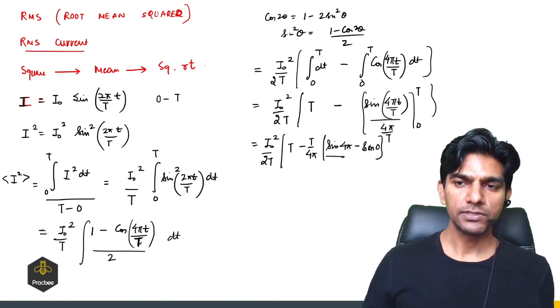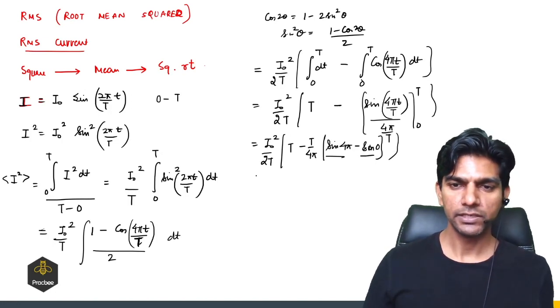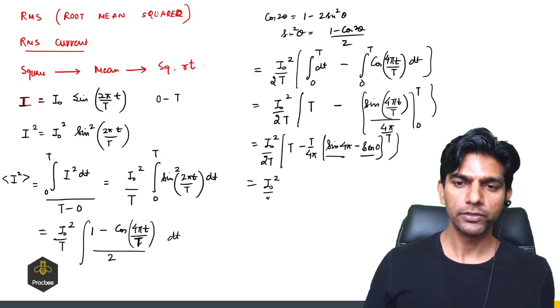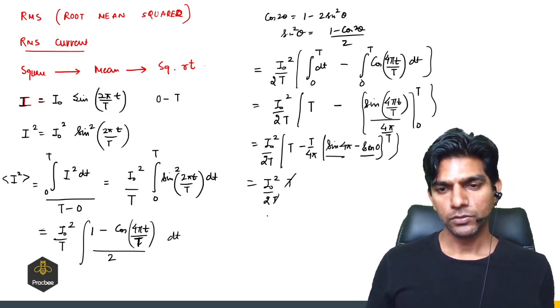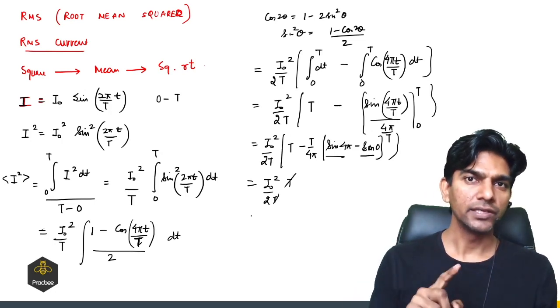Sine 4 pi is 0, sine 0 is also 0, right? So we can say this is nothing but I naught square by 2t times capital T. So it is I naught square by 2. So this is the average value of I square function.